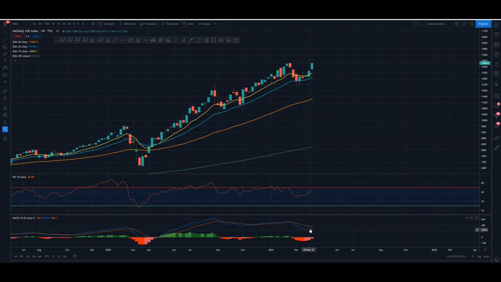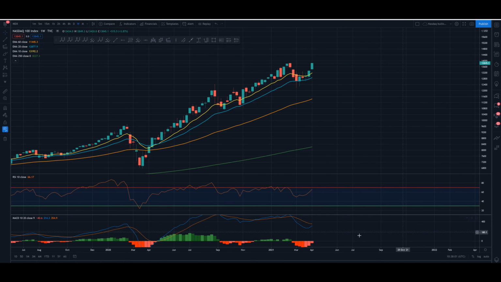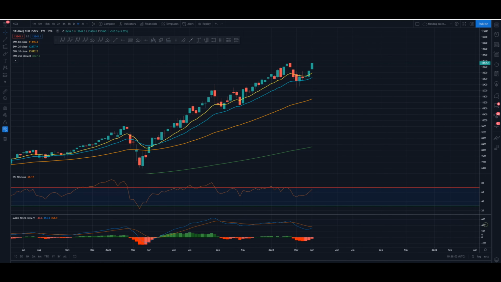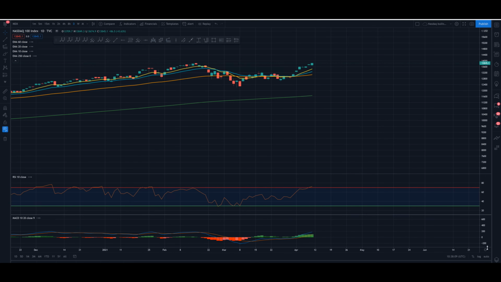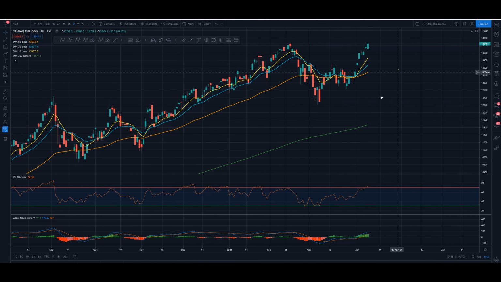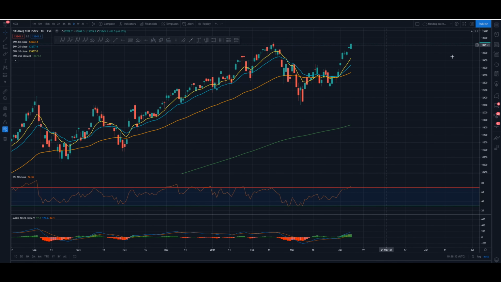MACD, however, short-term moving average heading towards the long-term moving average. It looks like we're about to cross bullish into green bars on the histogram to come after seeing this bearish momentum die down. Right, it's daily time frame. Let's see what we can see. A big bullish rush to the upside.